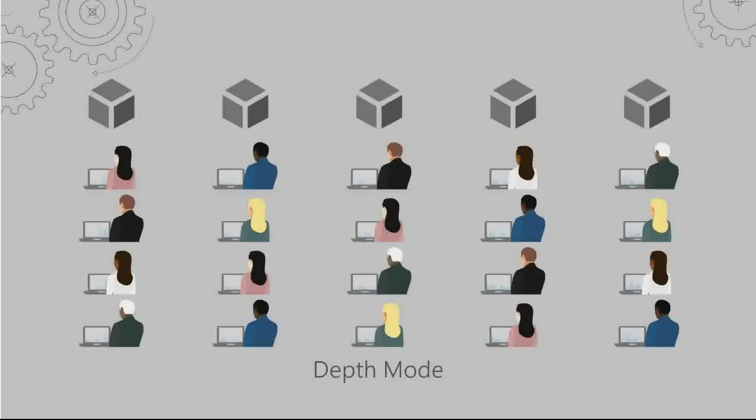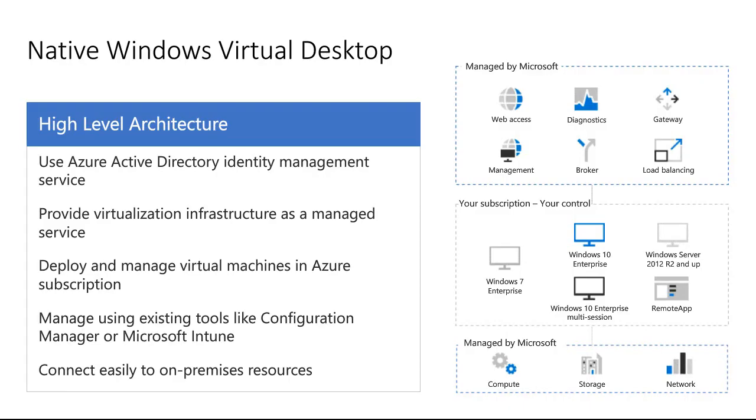This is the high-level architecture of Windows Virtual Desktop, and as you can see on the right-hand side, starting at the top, Microsoft will manage web access, diagnostics, gateway, management, broker, and load balancing. This is the PaaS or Platform as a Service part of the solution. You would then control and decide on such things as what operating system, applications, and how you want to access the environment. Microsoft then manages the underlying virtualization of that IaaS infrastructure, such as the compute, storage, and network. And this has to be designed to your business specifications, so you'll have to have input on design considerations such as IP address ranges and network address schemas.